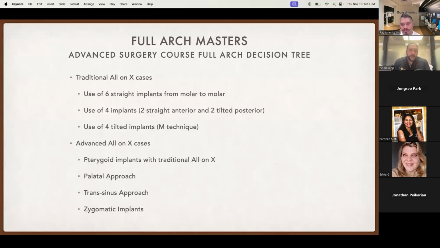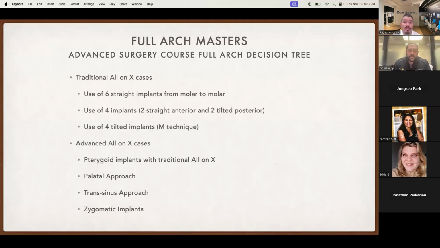The advanced all-on-X cases are where you start introducing something outside the norm of the standard all-on-X procedure, where we're using 13 and 16 millimeter implants with good support from molar to molar, 4 to 6 implants per arch. Once you get away from that standard, you're talking about more advanced all-on-X cases. Advanced all-on-X cases have pterygoid implants, which we'll talk about, palatal approach implants, trans-sinus implants, which are very interesting, and we'll touch a little on zygomatic implants.